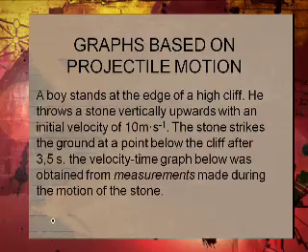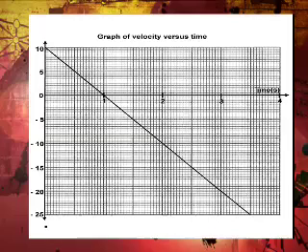Now let's look at something here around graphs of motion. A boy stands at the edge of a high cliff. He throws a stone vertically upwards with an initial velocity of 10 meters per second. The stone strikes the ground at a point below the cliff after 3.5 seconds. The velocity-time graph below was obtained from the measurements made during the motion. So there is the graph.